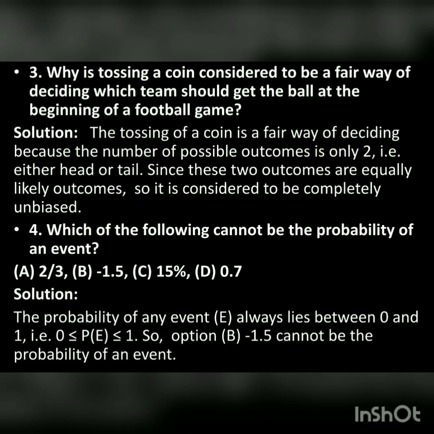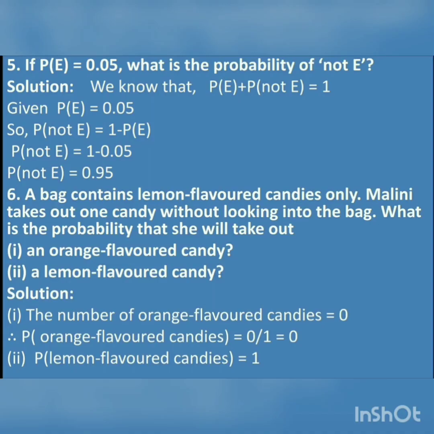Okay. Next, question number 5. We have the probability of an event as 0.05. What is the probability of not happening that event? As we have done, probability of an event plus probability of not an event is always equal to 1. So here the probability of not happening the event is 1 minus 0.05, which is equal to 0.95.